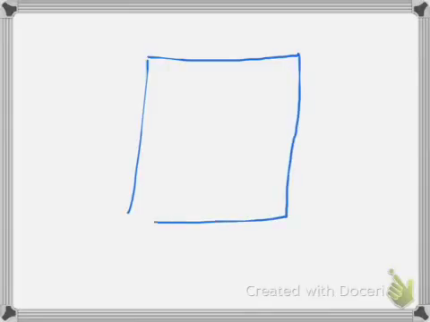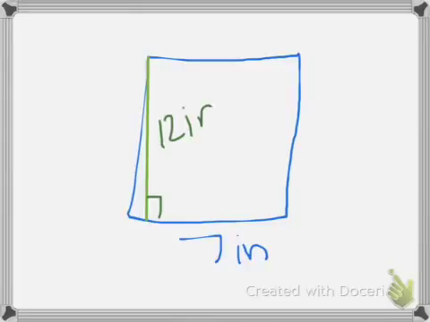Okay, now let's go and actually do some calculations based on data. Okay, now this looks like a square, but it really isn't a square. It's not designed to be a square. Okay, so this is 7 inches, and then as we extend down, like so, we create a 90-degree angle there. Okay, and that is 12 inches.